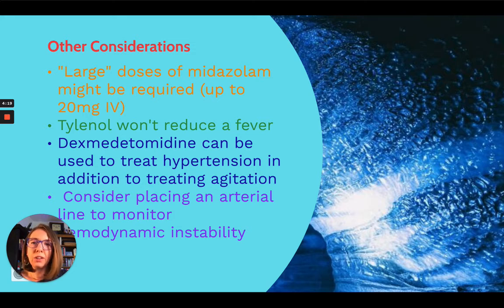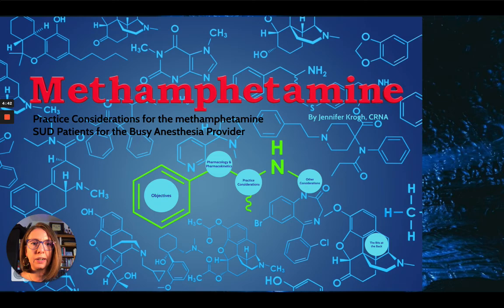You can give Tylenol if they're hyperthermic, but it's not going to reduce their fever. That's all due to muscle activity. Dex can be great to treat hypertension and also used to treat agitation, so awesome on that medication. And you might want to consider placing an arterial line to monitor their hemodynamic instability. We're talking wide swings, hypertension, hypotension, all of these things are possible in the OR.